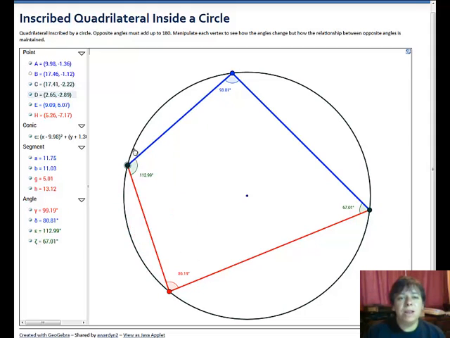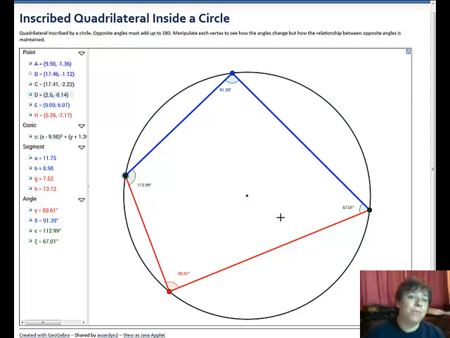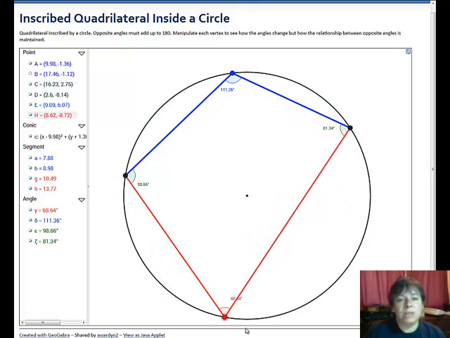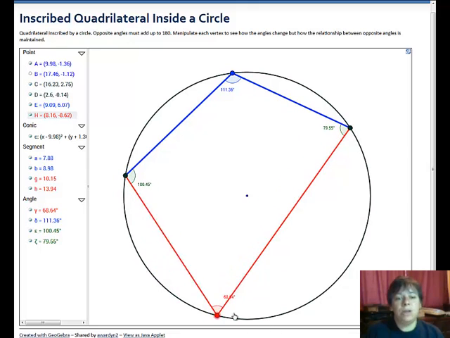And I can move this point here. Notice that this angle's not changing because the arc that's subtended stays the same. So this is 113 and 67. What does that add up to? It adds to 180. So it doesn't matter where I put the points. It will always add up to 180.